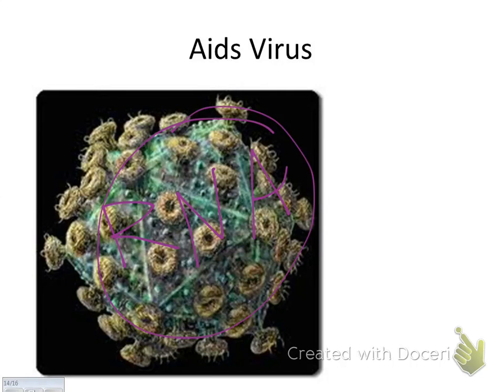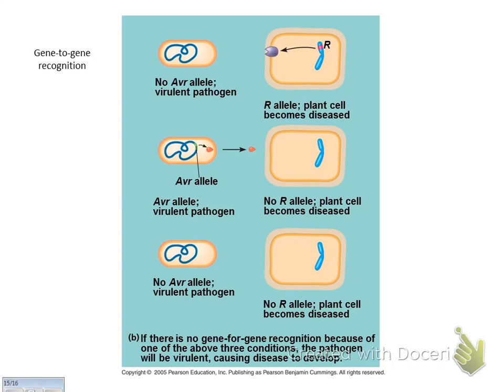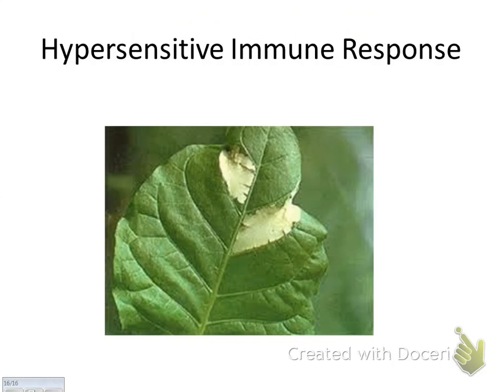Okay, so the next part is all about plants. Plants sometimes have gene-to-gene recognition. All that means is that the plant can identify the gene of the pathogen, and it becomes resistant to it. That's all that means. Okay, elicitors.